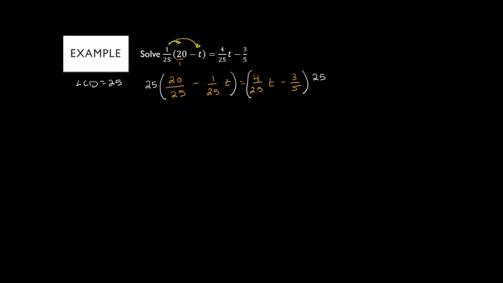So remember, when you multiply, you're multiplying the tops of the fractions. So that's going to give us 25 times 20 is 500. So we get 500 over 25. And then we get 25 over 25t on the left. And on the right, when we distribute, we're going from the back. So it would be 25 times 4, which is 100. So that's 100 over 25t. And then 25 times 3 is 75. So that's going to be a minus 75 over 5. Be very careful. Don't accidentally multiply that bottom. Bottoms all stay the same.